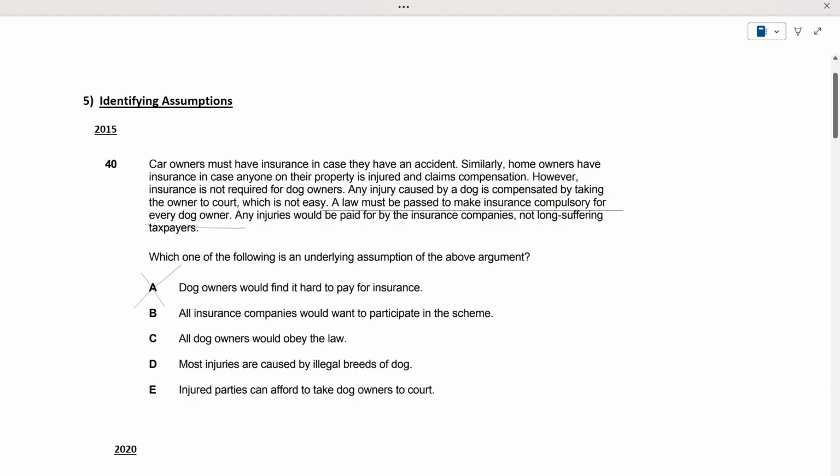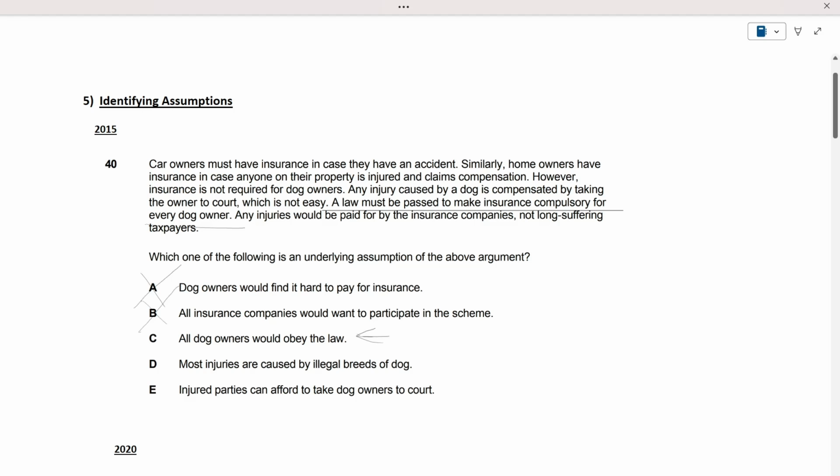B, all insurance companies would want to participate in the scheme. Again, the conclusion here does not rely on this to be true, so we can rule that out. C, all dog owners would obey the law. Does the conclusion that a law must be passed to make insurance compulsory for every dog owner rely on the fact that dog owners would obey the law? Well, yes, it does, because if they didn't obey the law, then the insurance becoming compulsory would be irrelevant. So this looks quite promising, because the argument that we should pass this law is irrelevant if no one follows said law. D, most injuries are caused by illegal breeds of dog.